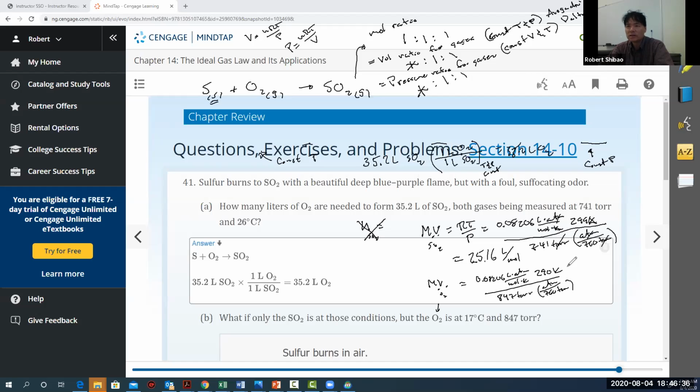We could use more sig figs in the Kelvin, like 290.15 would be more sig figs, or 290.2. But usually most people just leave it at 3. So I've been doing the same. 21.35 liters per mole.